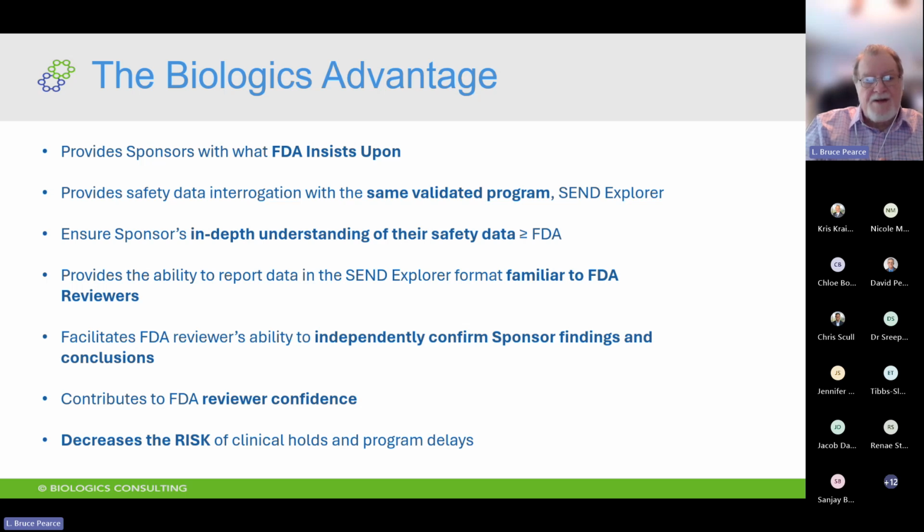This facilitates FDA reviewers' ability to independently confirm sponsor findings and conclusions, and contributes, we believe, to FDA reviewer confidence in the data, and decreases the risk of clinical holds and other program delays.